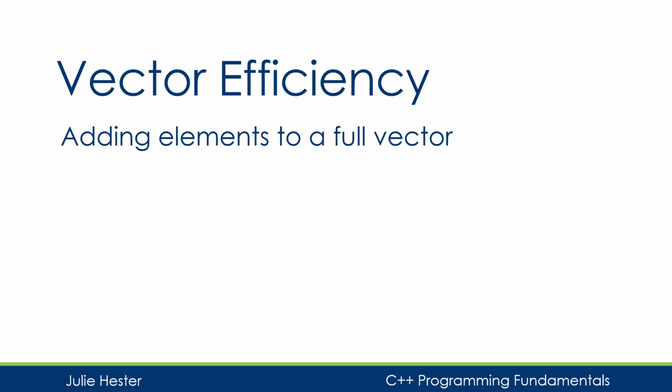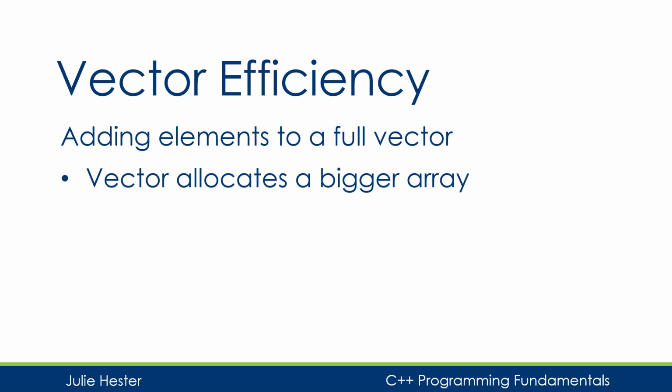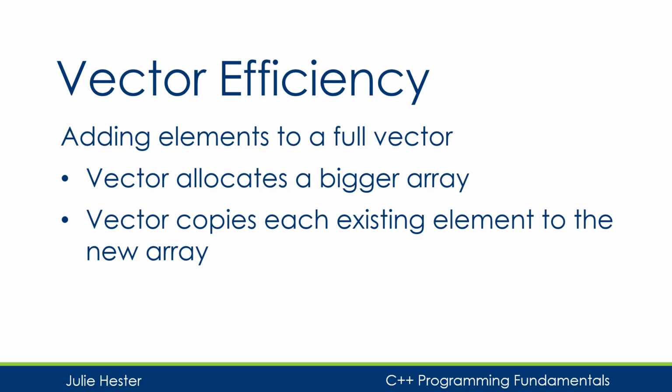Whenever we're adding elements to a full vector, meaning we've already filled the array inside the vector with items and there's not space for any more elements, we can still use push_back, but our vector is going to have to allocate a bigger array. So I might have an array inside my vector with 5 elements. When I want to add a 6th element, there's not space for that element. My vector is going to have to create a new array and then copy each existing element to the new array and release the memory from the old array.